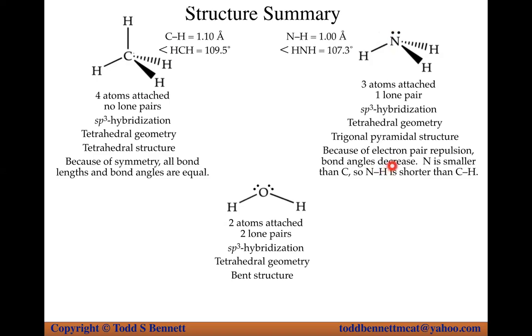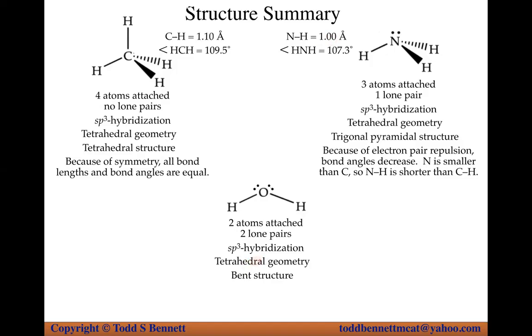causes the angle to be slightly lower. So instead of the 109.5 we predicted, it's 107.3. Because N is a smaller atom than H, the two nuclei have to get closer together to share. Hence, the bond length is only 1.00 angstroms.